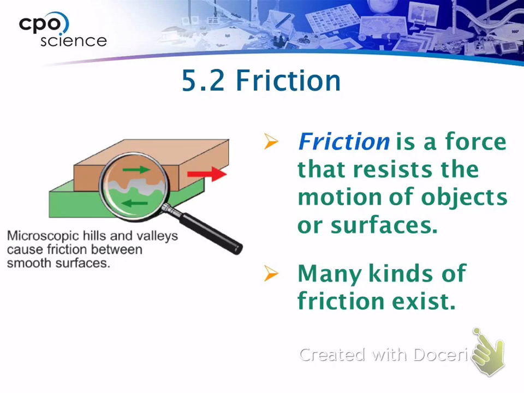Let's start by defining friction. It's a force that resists the motion of objects, and so it's always going to oppose the motion that you want to happen. When two objects are in contact, one type of friction is going to happen because of the microscopic hills and valleys that occur between those surfaces.